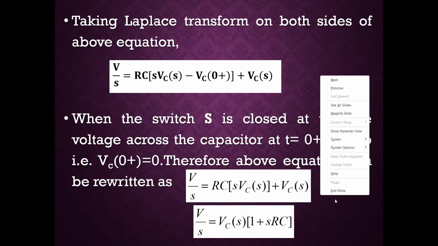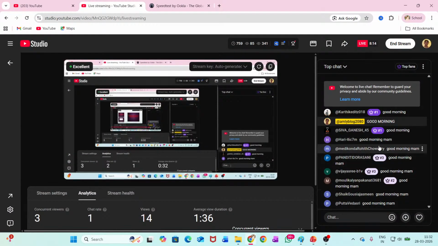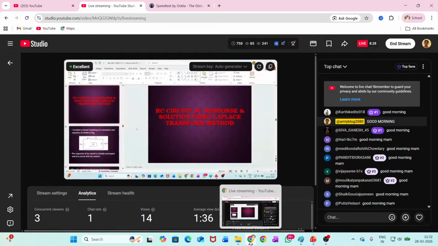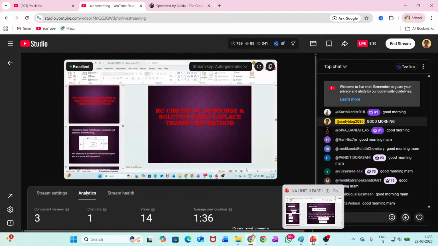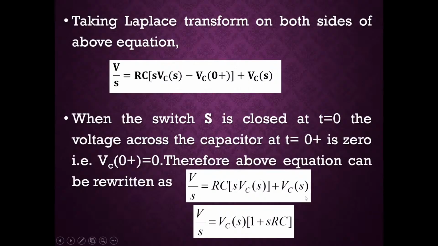So I could see many good morning messages in this session, but messages are more than the concurrent viewers. I don't know why. Good morning messages are many, but viewers are less. If you have no interest in attending the session, what can I do? Your interest, your session. Simply wastage of my time.